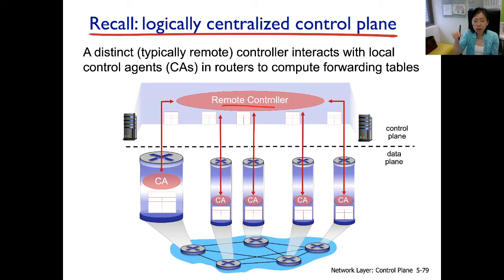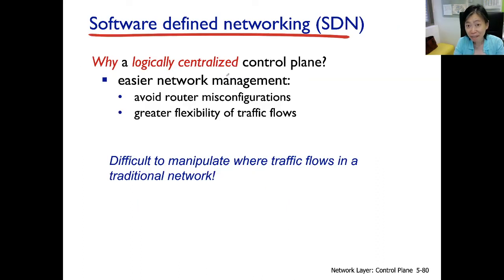From link state to distance vector, we were trying to make things more scalable. Now SDN, a new paradigm, seemingly is drawing us backwards, pulling us back, making things even less scalable. Why? Why do we do such a thing? We actually did that for a very good reason: to make the network easier to manage.